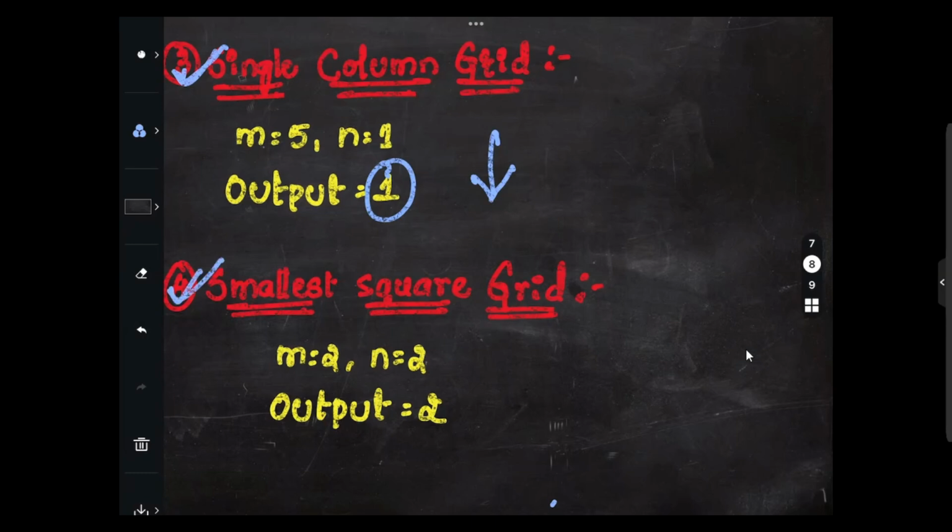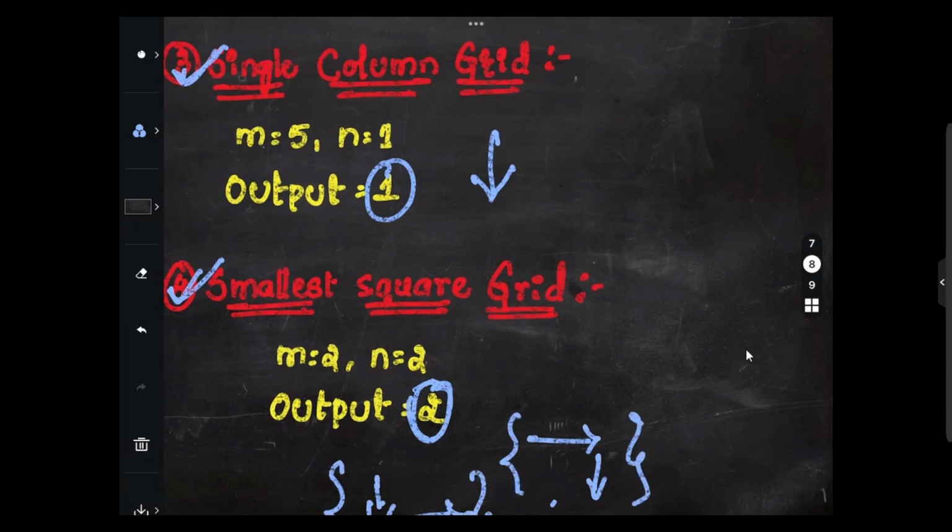So let's move on with the fourth edge case here, smallest square grid. When I say smallest square grid, row has been given 2, column has been given 2 as well. So the output will be 2. Why will the output be 2, not 1 here? Because 2 unique paths exist here. We can move right and down, or down and then right. Both are possible. These are the 2 unique paths. So the output that we need to return here is 2, right?